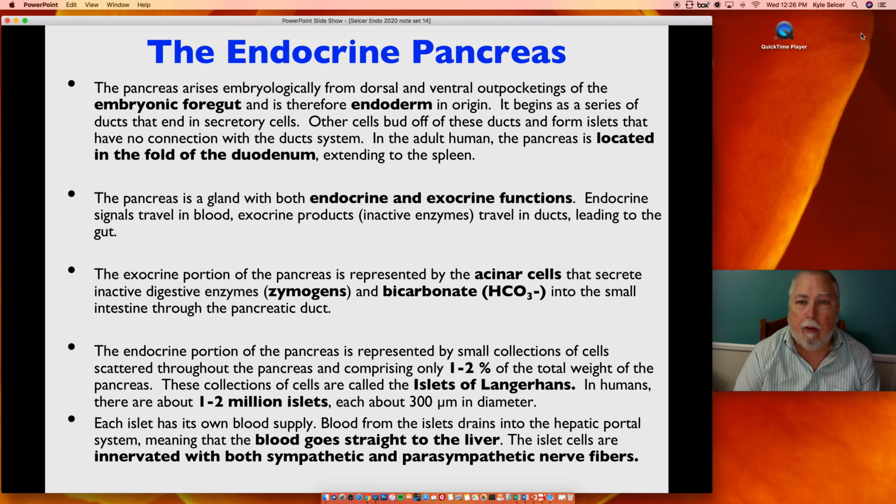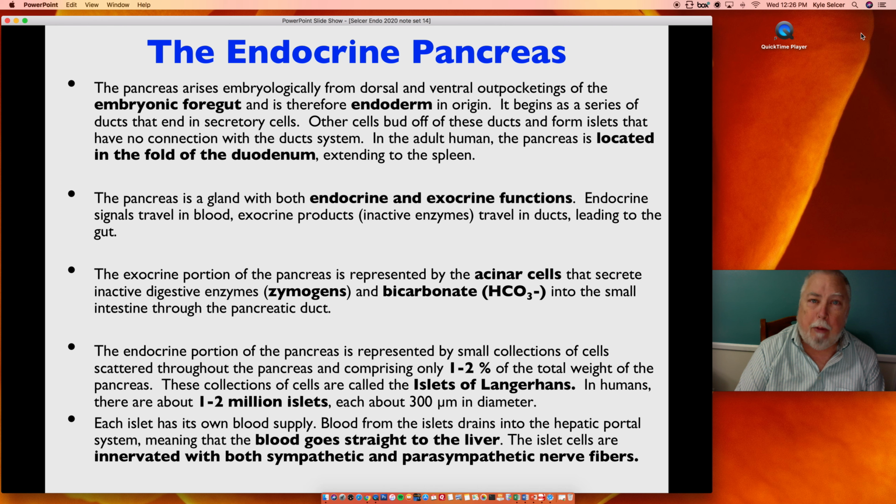In the adult human, the pancreas is located in the folds of the duodenum, extending from that curve of the duodenum all the way over to the spleen. So they often say it's in the arms of the duodenum. Very easy to find. The pancreas is a gland with both endocrine and exocrine functions. The large bulk of it is devoted to exocrine, with a smaller part devoted to endocrine.